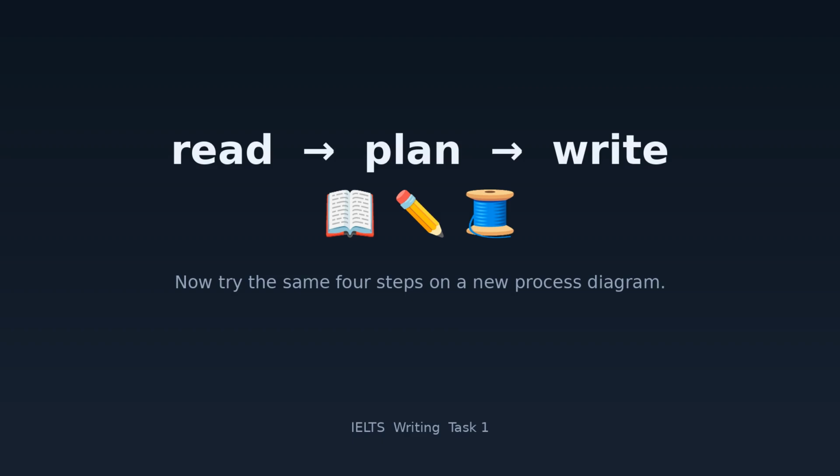That is the full method. Read the diagram, plan your language, then write. Now try the same 4 steps on a new process diagram. Good luck with your IELTS.